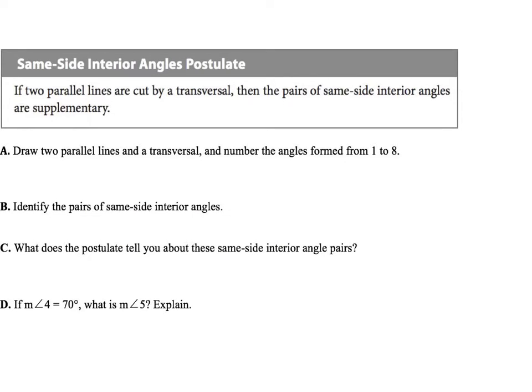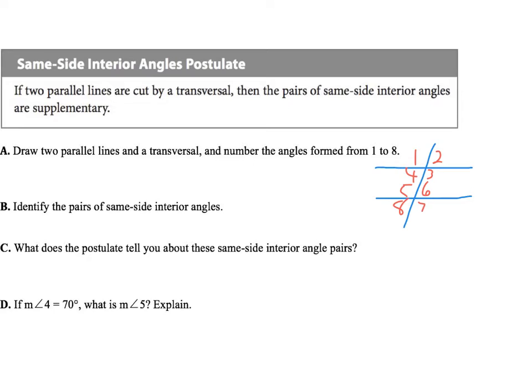All right, so the same side interior postulate states if two parallel lines are cut by a transversal, then the pairs of same side interior angles are supplementary. So let's work step through this. We're going to draw two parallel lines and a transversal. It doesn't have to be perfect, but those are pretty close. And then go ahead and label those. Let's go 1, 2, 3, 4, 5, 6, 7, 8.